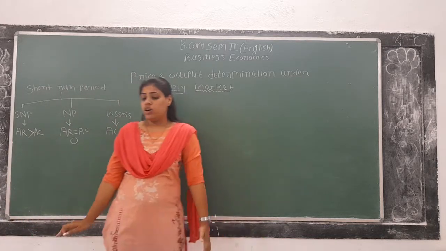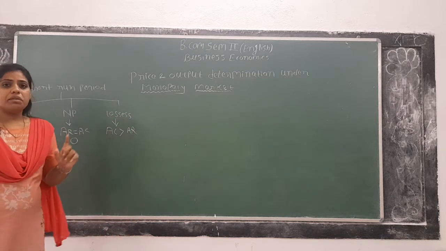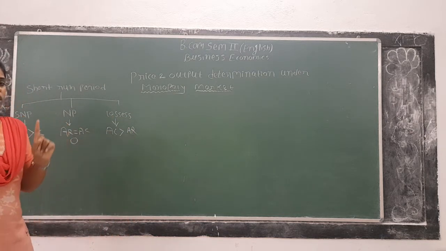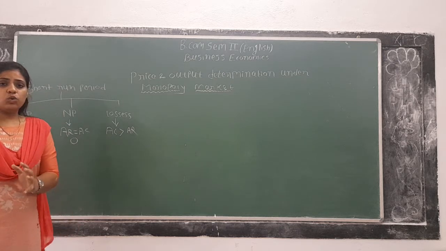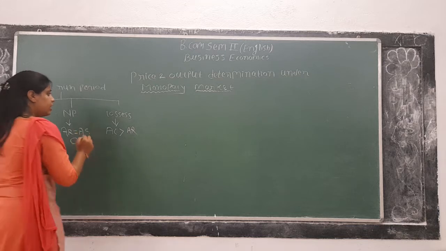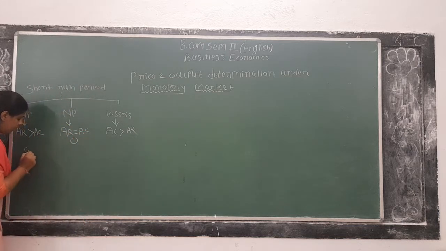But to understand all these conditions, first of all, we need to find out how the equilibrium is decided in a monopoly firm. For determining the equilibrium, there are always two conditions. What are the conditions for equilibrium? We are going to write them here.